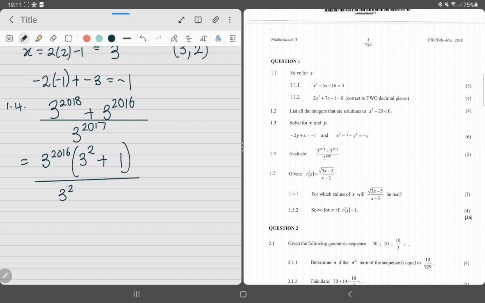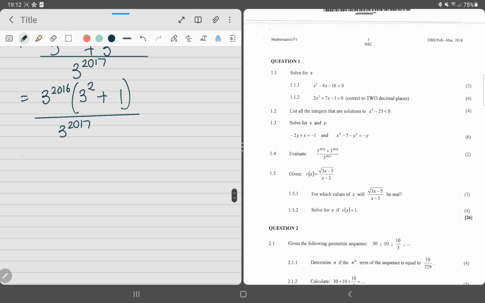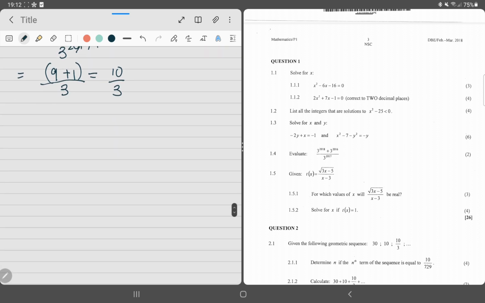So this is 3^2017. When you divide powers of the same base, you subtract the exponents. So this is going to be 2016 minus 2017, which is just going to be a negative 1. If it's on top, then I'm going to take it to the denominator. So it's going to be a 1. So this cancels there, and I'm going to be left with the 1. So this is 3 squared, which is 9, plus 1, all over 3. So this is 10 over 3.